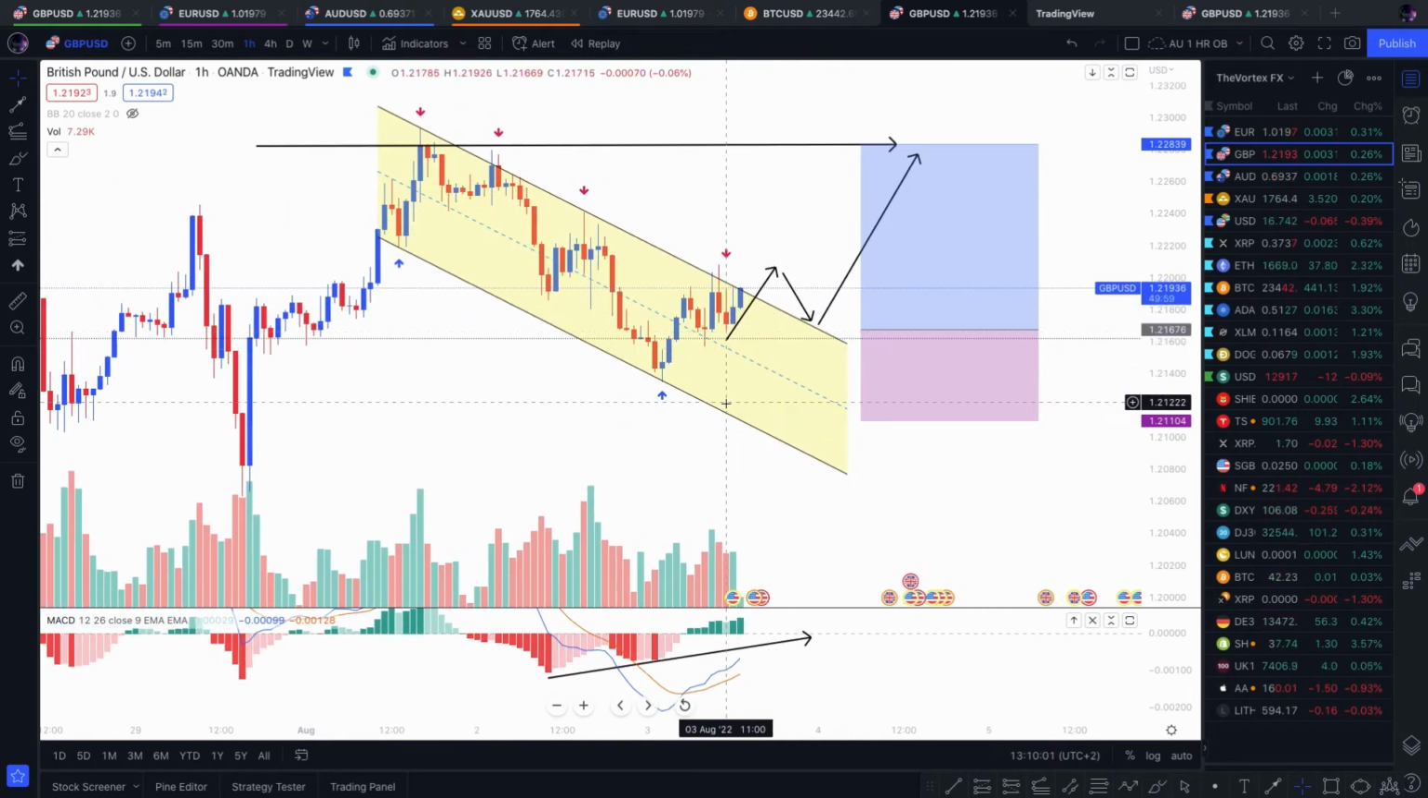What do we look for when we see a break of the channel? By the way, guys, this indicates to us that at some point in the short to midterm future, as this is the 1 hour chart, the bulls are going to come and take over, right? These are the bears, right?